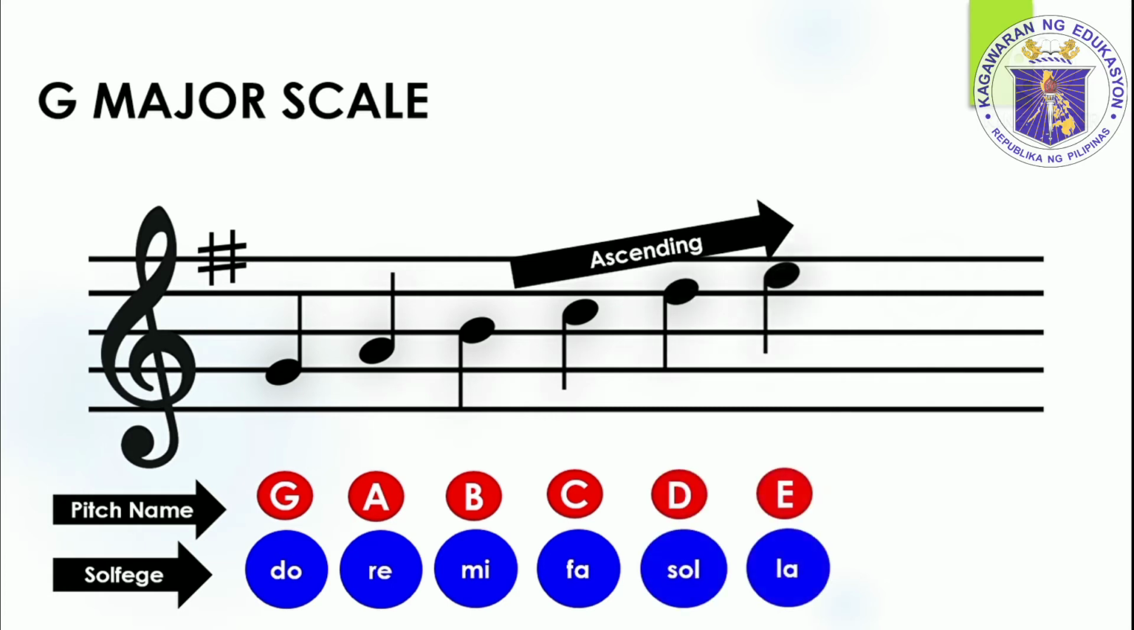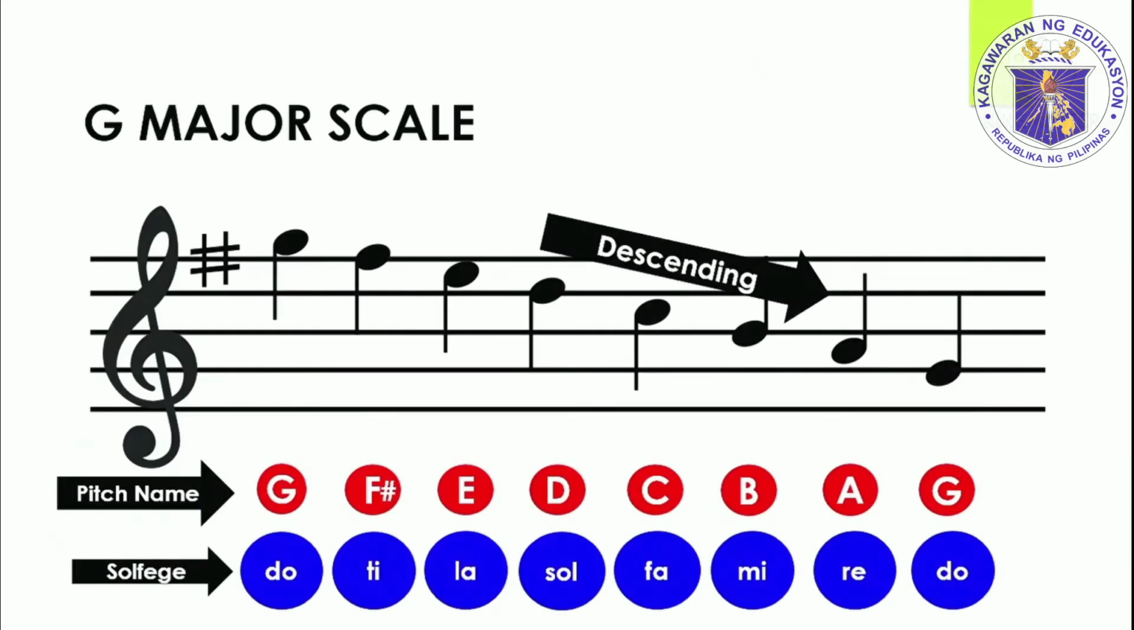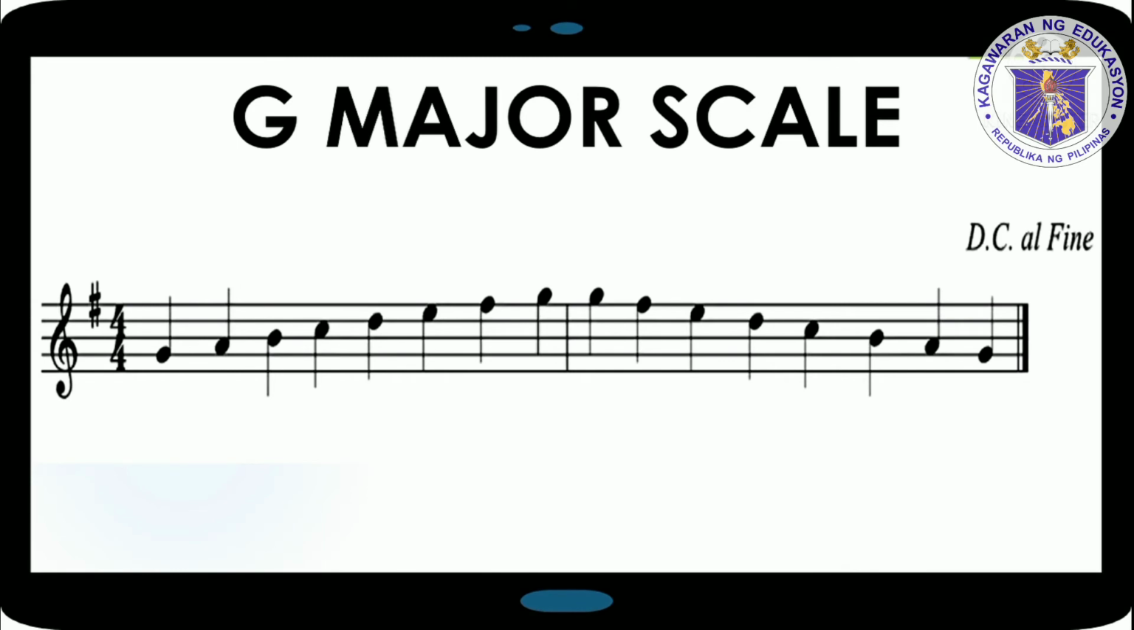A note on the space above sol is la. A note on the line above la is ti. Remember to raise the tone of this note because of the presence of accidental sharp in this line. And finally, the note on the space above ti is the higher do. Vice versa to its descending pattern. This time, let us listen to the tone of G major in ascending and descending manner.